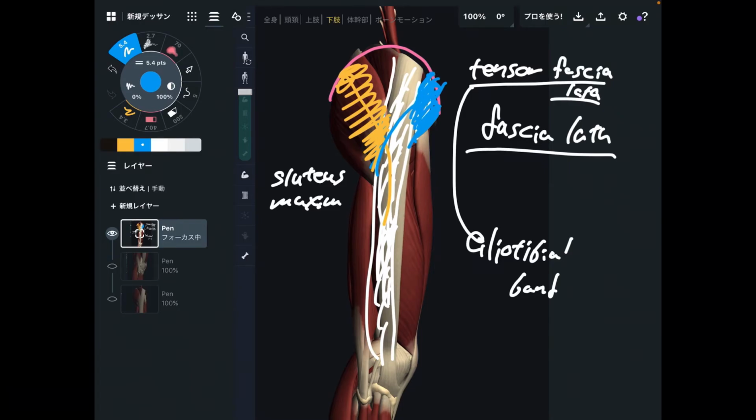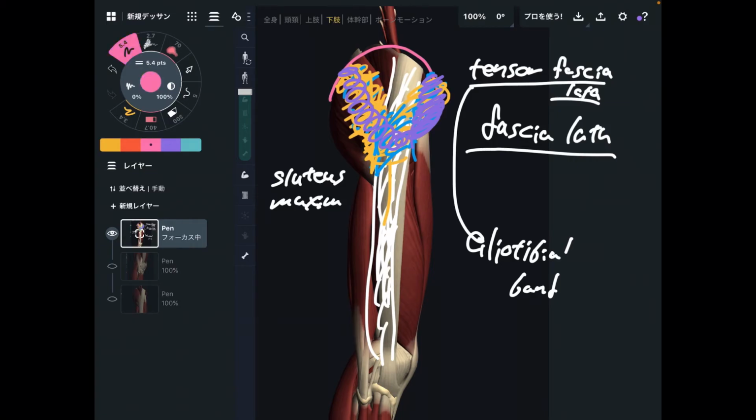So if one of these muscles or both of them get tight, that can create tightness around here. Then if gluteus maximus gets tight, this tightness can go to tensor fascia lata via iliotibial band. Does it make sense? Because these two muscles attach to iliotibial band. On the other hand, if tensor fascia lata gets tight, this tightness can go to gluteus maximus via iliotibial band. Very important.